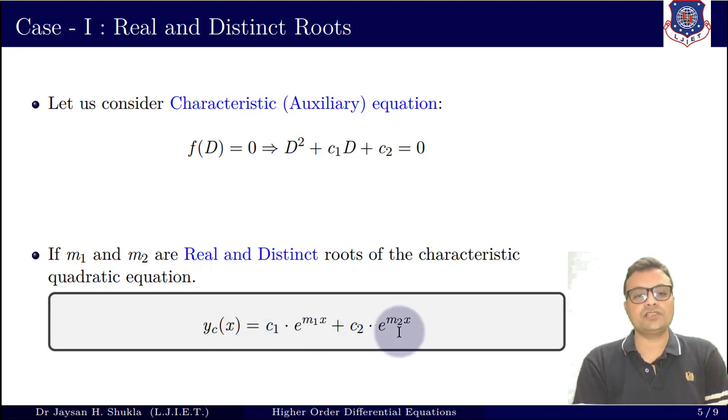Don't get confused between this c1, c2 and the earlier c1 and c2. The earlier c1, c2 are given in the equation and these c1, c2 are arbitrary constants. There is no relation between them. You can also assume over here a1 and a2.